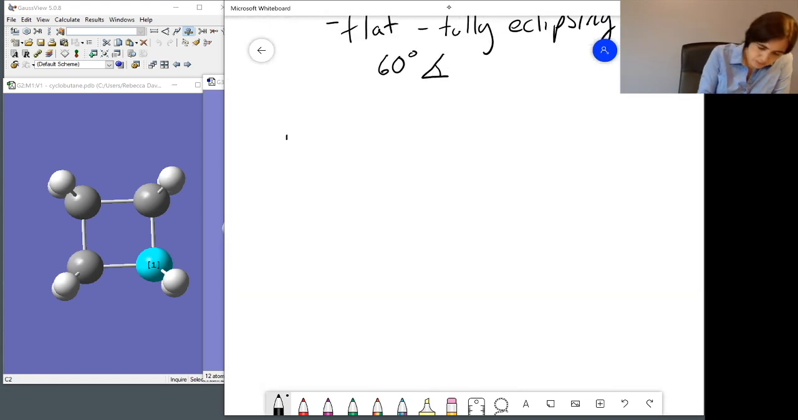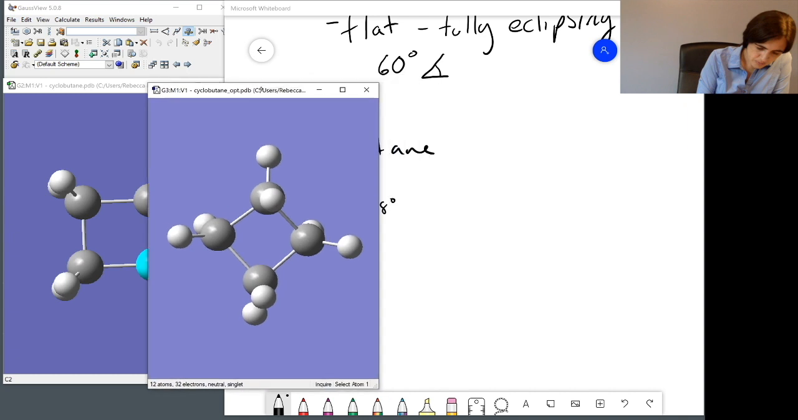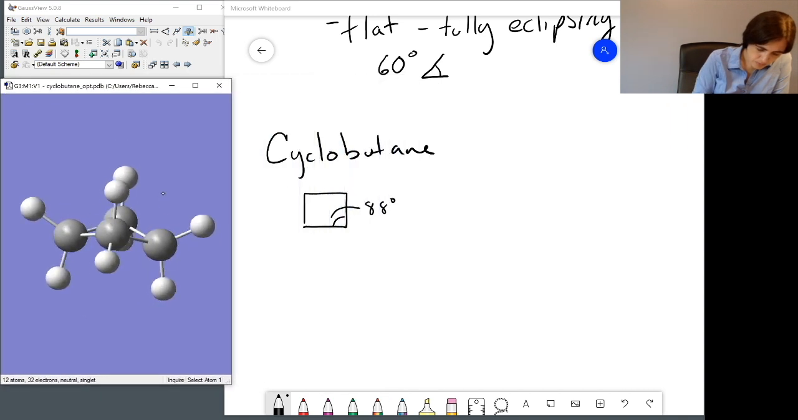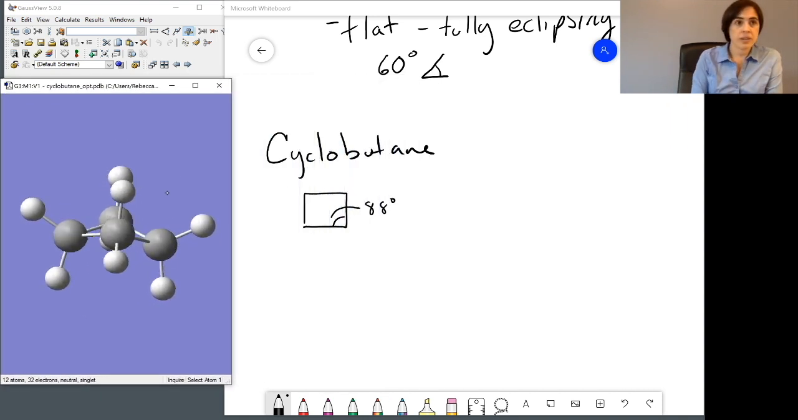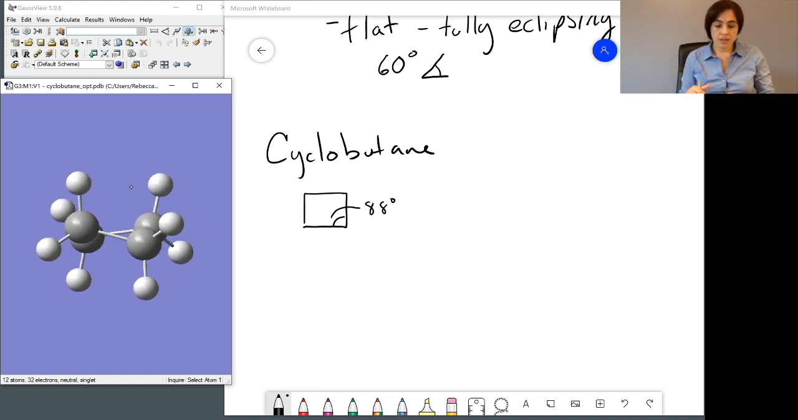If we look at cyclobutane, what we end up seeing is that it is in fact not 90, but closer to 88 degrees. And this comes from a puckering. So it looks, in fact, more like this. So you can see here that this is not flat. It's bent out of plane.